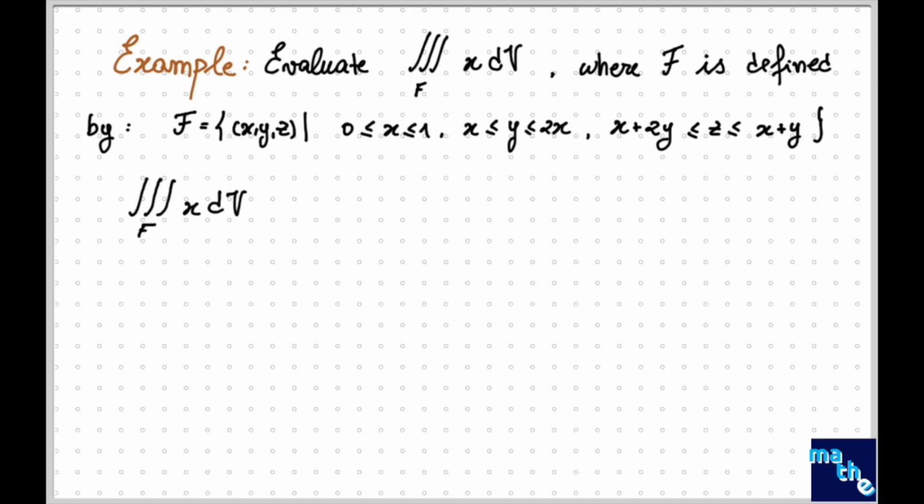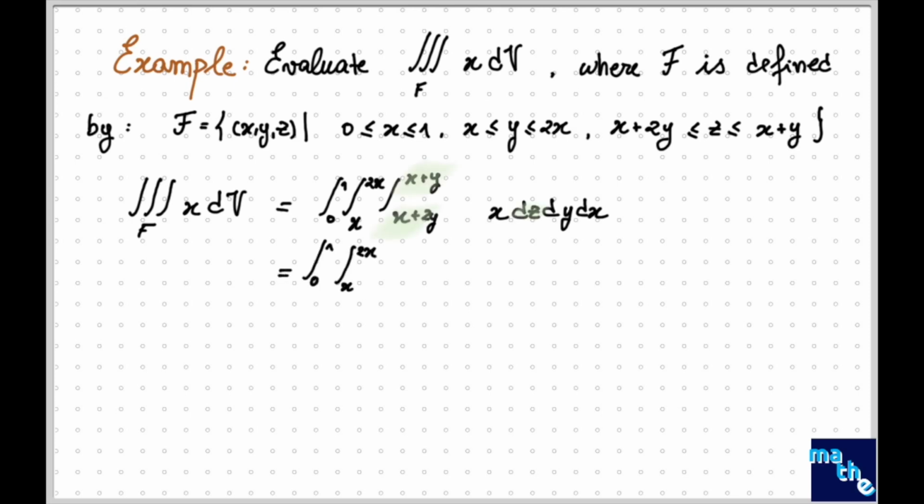Here we have the triple integral we were meant to evaluate, that can also be written as the triple integral from 0 until 1 for x, x until 2x for y, and x plus 2y until x plus y for z, over our function x, dz, dy, dx. As we already know, we should start integrating in respect to z, so we get the double integral from 0 until 1 for x and x until 2x for y, over our function x, times the integral of 1 evaluated to x plus y and x plus 2y, dy, dx.